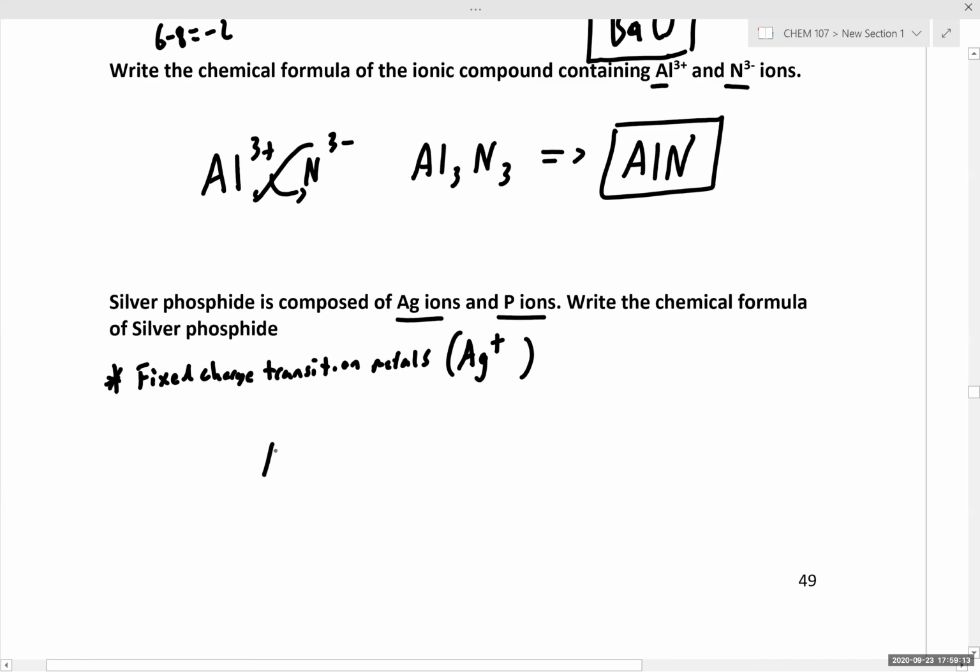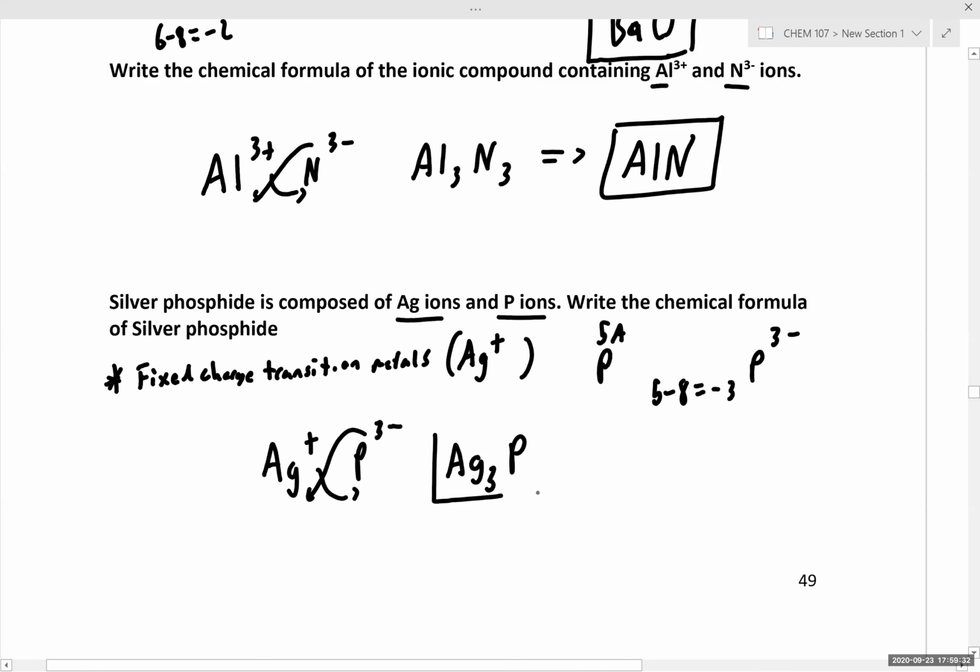So we take our charges. Silver is silver plus. Phosphorus is a 5A element. 5 minus 8 gives us -3. So phosphorus adopts a 3 minus charge. We cross our charges. That in turn gives us Ag3P, or silver phosphide. Does this example make sense to everyone? Any questions on this example?